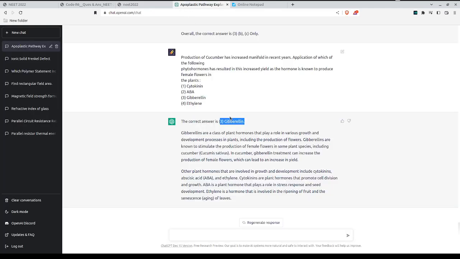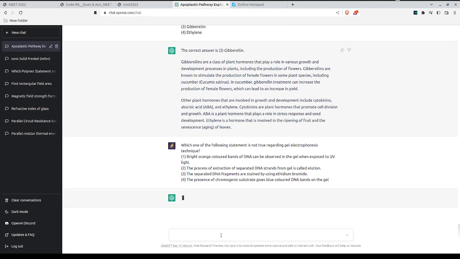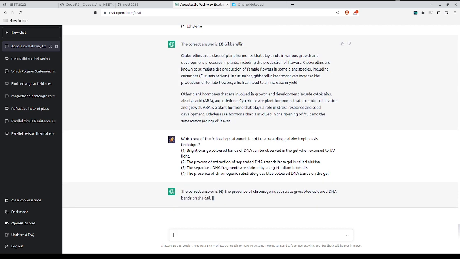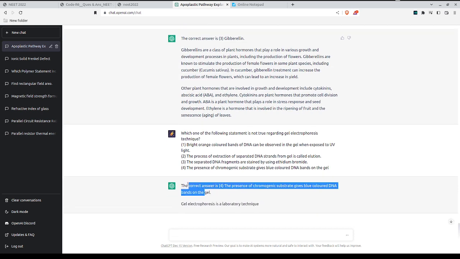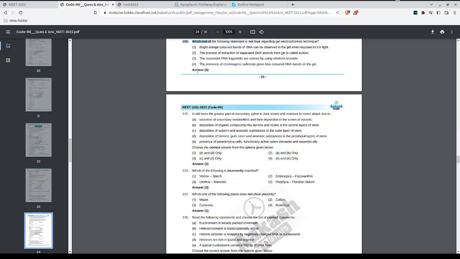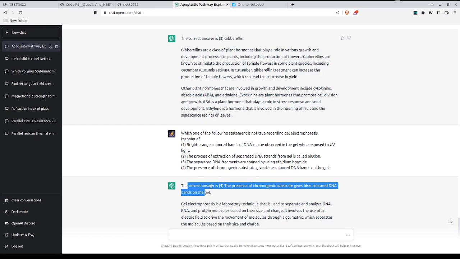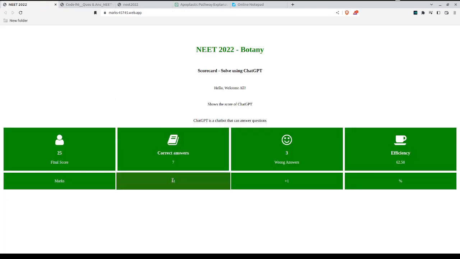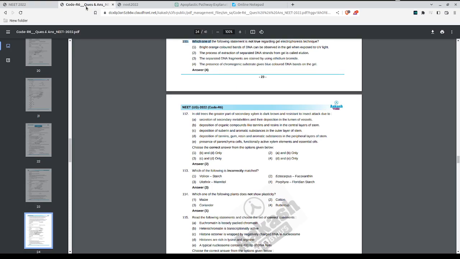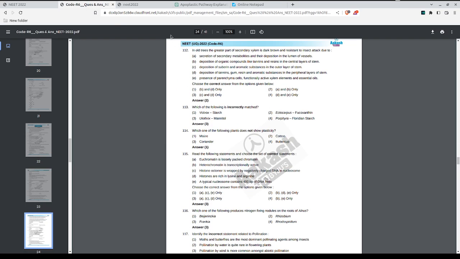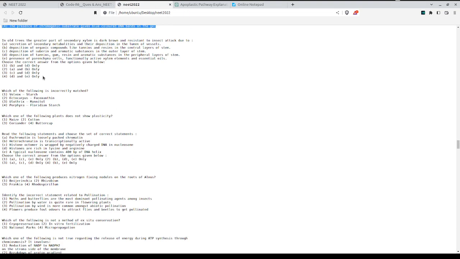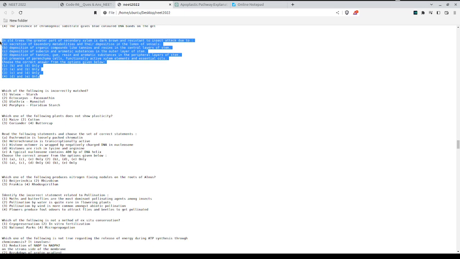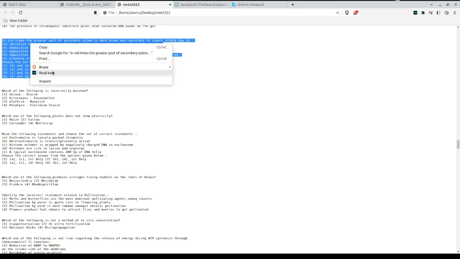Which one of the following statements is not true regarding gel electrophoresis technique? 1. Bright orange-colored bands of DNA can be observed in the gel when exposed to UV light. 2. The process of extraction of separated DNA strands from gel is called elution. 3. The separated DNA fragments are stained by using ethidium bromide. 4. The presence of chromogenic substrate gives blue-colored DNA.